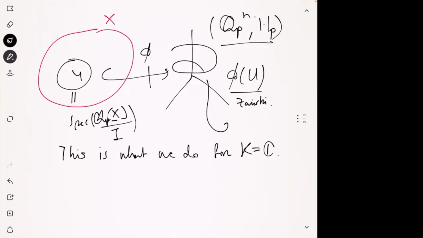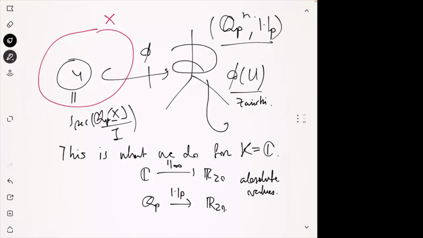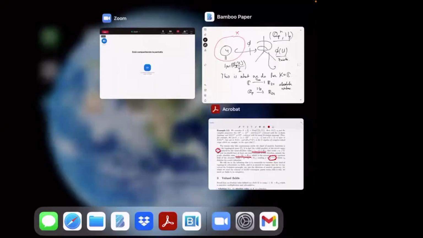And what I'm saying is that these two cases are very similar. You have two functions which have the same properties. They are absolute values, so the topology is induced by the same technology, which is an absolute value. Why not try to do this? And the answer is that this doesn't work for topological reasons.